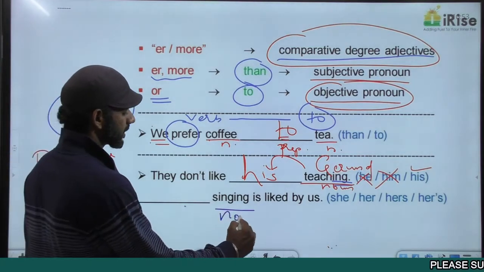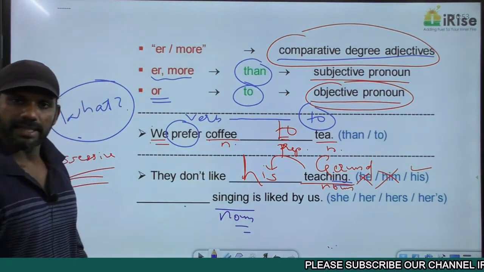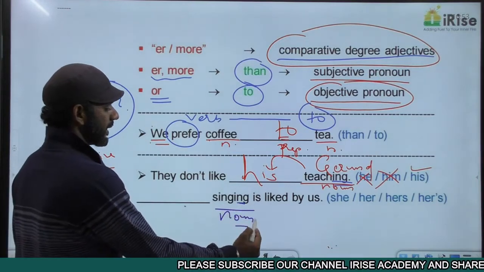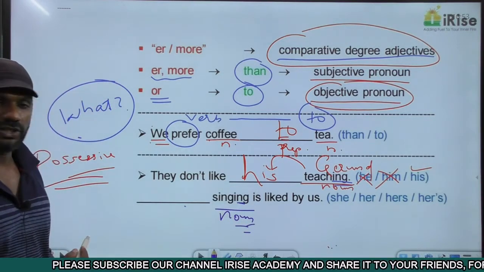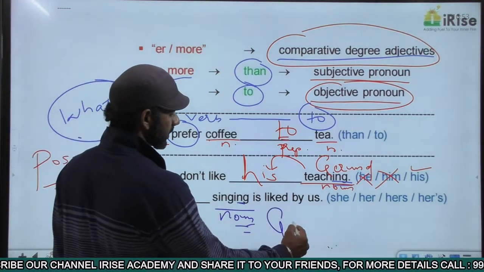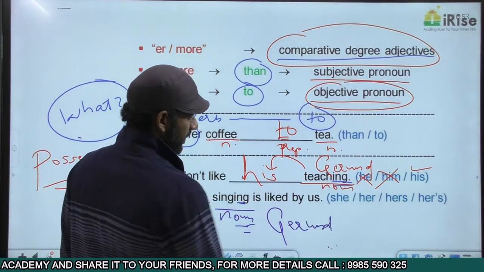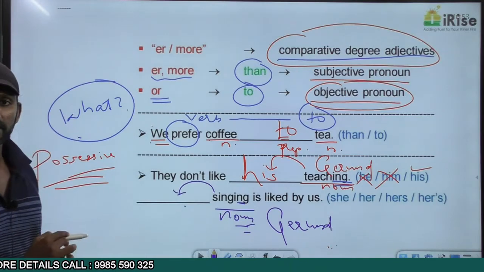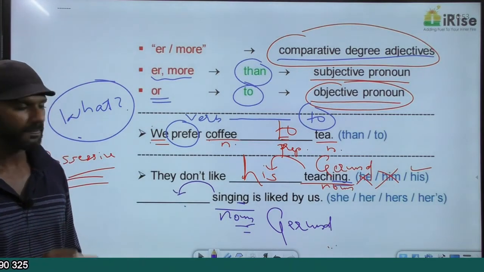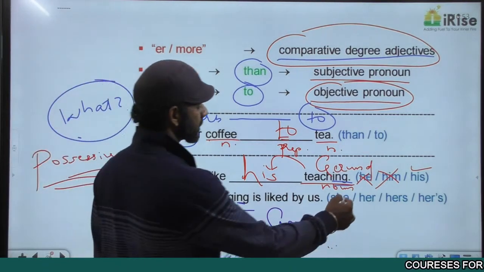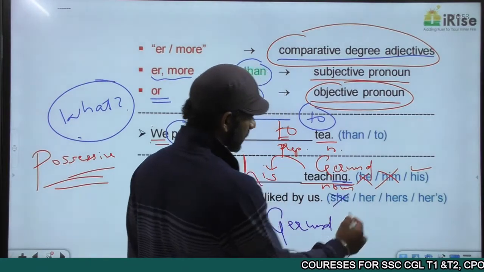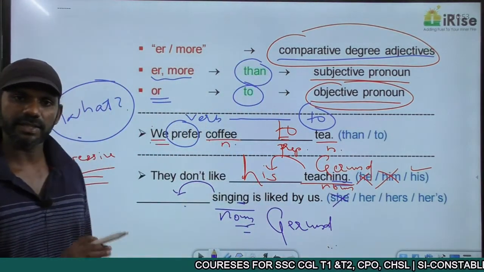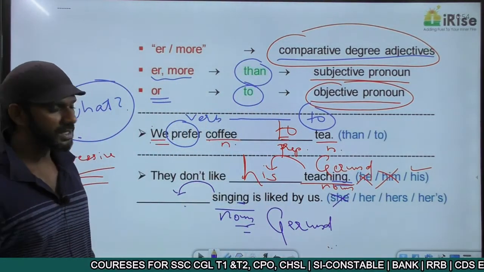So singing becomes a noun here. Singing is an ing word. Any ing word acting as a noun is called a gerund. So singing becomes a gerund here. And in this sentence, the pronoun is coming before the gerund. So it must be in the possessive form. Based on that, the first option, she is eliminated. She is subject. Gone.